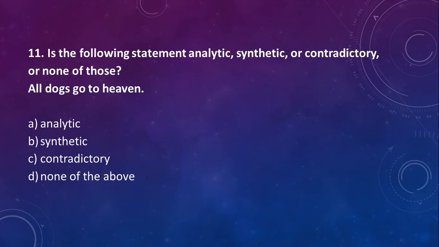Okay, so is the following statement analytic, synthetic, contradictory, or none of these? Well, how can you check? Well, you go to heaven and see if there's dogs there. But you can't. What if there is no heaven? I said none of the above because none of them really make sense. I had it as synthetic because it's a fact that could be true or false depending on the structure of the world. But what if you can never observe heaven though?